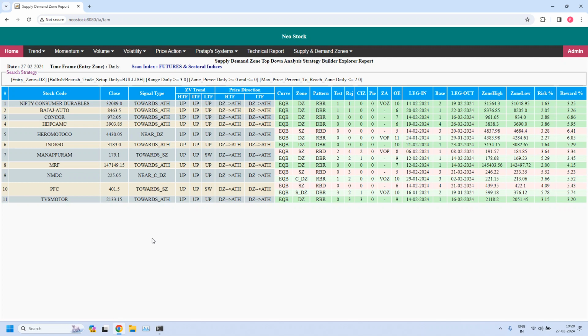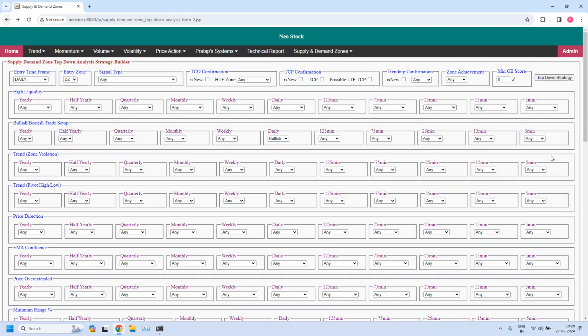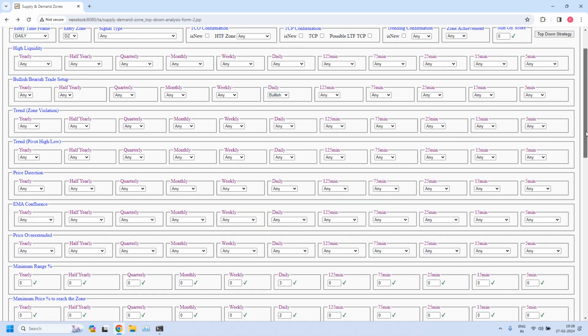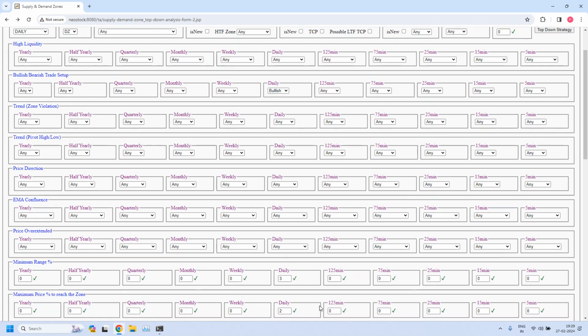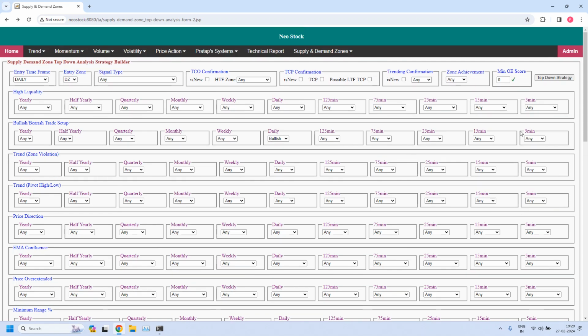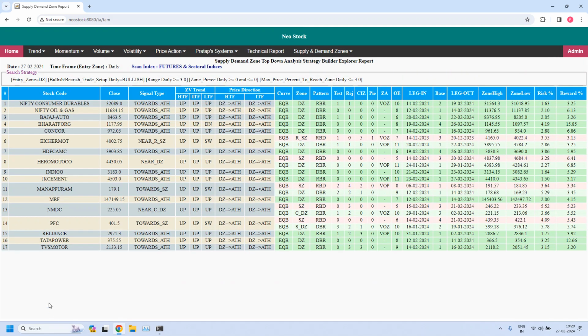And for the last report in this bullish trade setup for monthly income trade, let us set the value 3%, within 3% to the daily demand zone. Maximum price percent to reach the zone, in daily time frame, I am setting the value 3. Now 17 stocks are filtered. I think this is good enough for you to analyze these stocks and plan your trades.